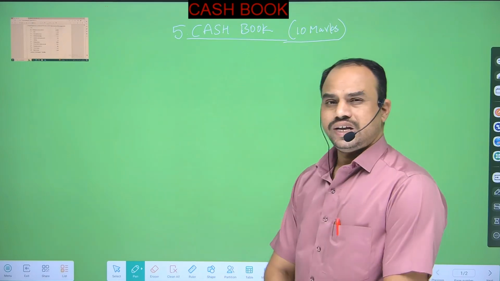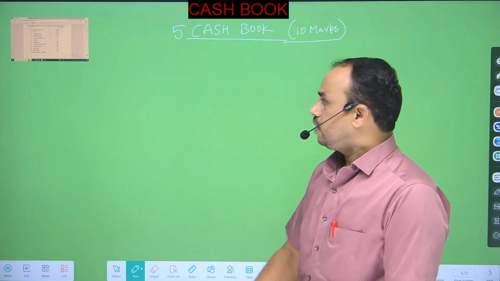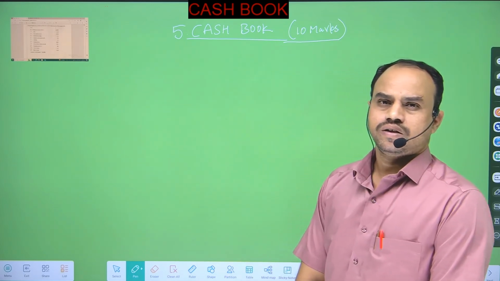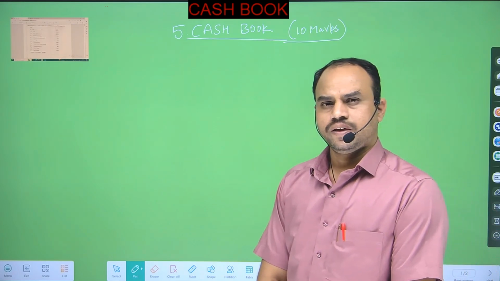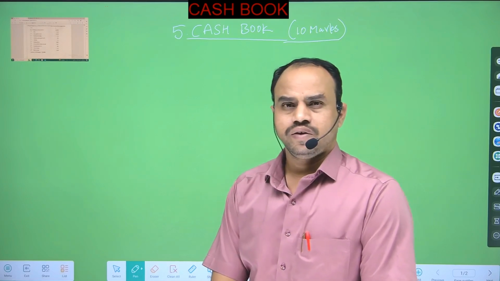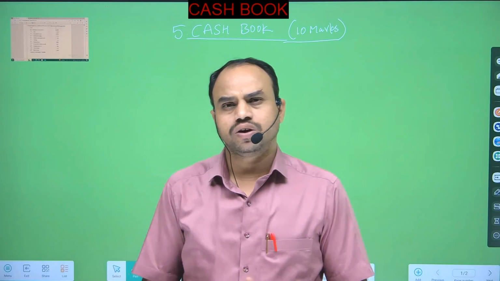It is also called a journal book, or a book of prime entry, book of original entry. And this cash book we will write in an account format, so that's why it is also called a ledger account.